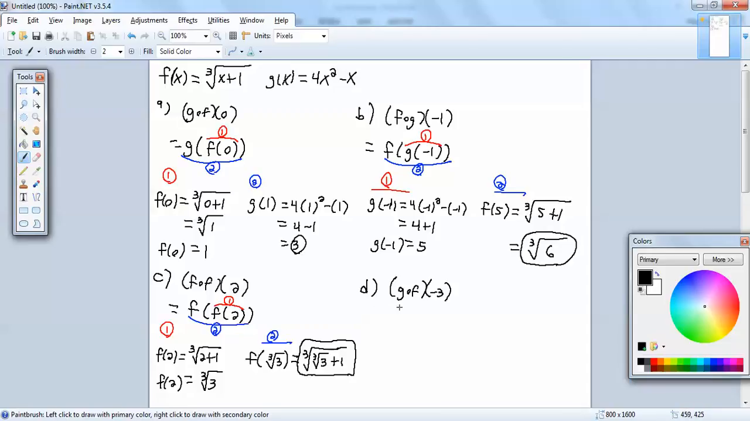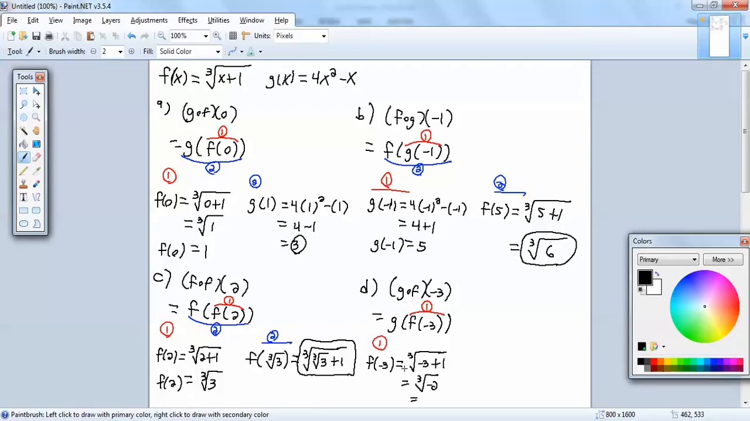D. We want to find g of f of negative 3. So we're going to rewrite that as g of f of negative 3. Now we're first going to focus on what's inside, the inner. So we're going to find f of negative 3. So we got f of negative 3 equals, we're going to go to our f of x, replace the x with negative 3. So we'll have the cube root of negative 3 plus 1, which gives us the cube root of negative 2.